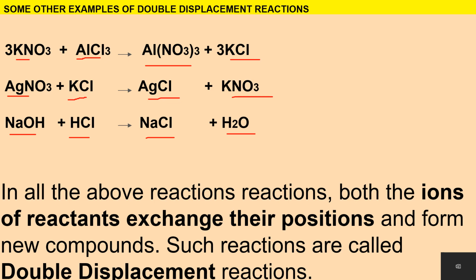In many of these reactions, an insoluble salt is formed. Insoluble salt is known as precipitate. This is represented by an inverted arrow. This is explained to you in my presentation of chapter 1, part 1.